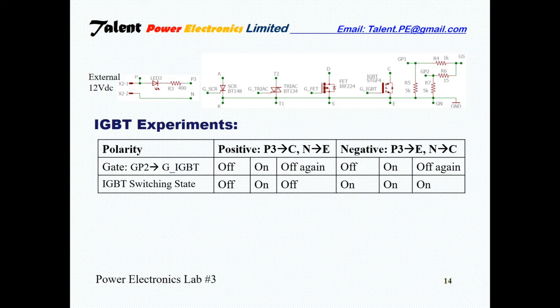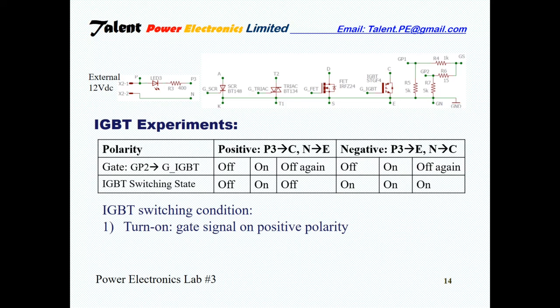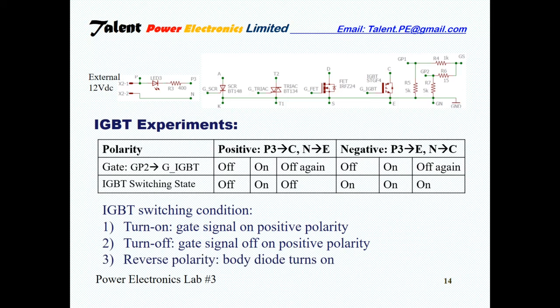For the negative polarity, connect P3 to E, connect N to C. At the negative polarity, the body diode turns on. That is why the LED lights up all the time. In summary, at positive polarity, an IGBT can be turned on and turned off by a gate signal. At negative polarity, the body diode turns on. And with that, we're done our lab.